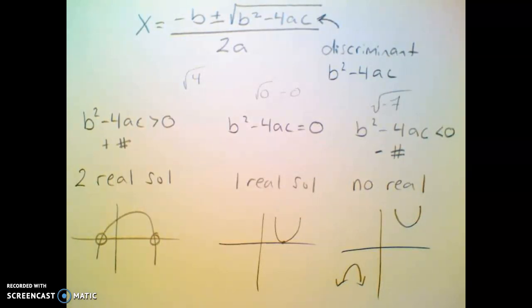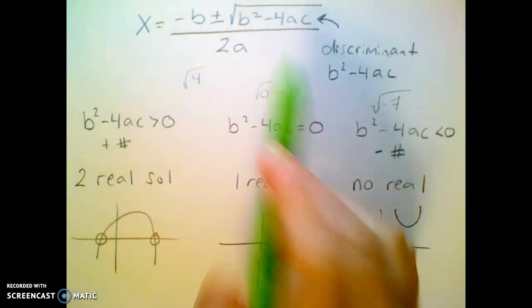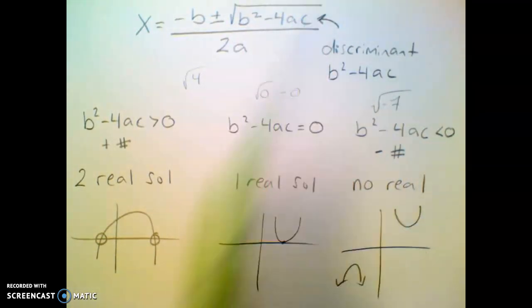So when you're doing the discriminant, we're going to do that several times here. You're going to do that first. You're going to see, do I have 2 solutions, 1 solution, or no solution? Beyond that, you just go ahead and finish out the quadratic formula.